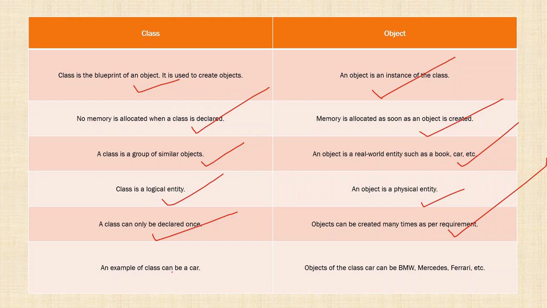An example of a class can be a car. So car can be a class, but objects of the class can be BMW, Mercedes, and Ferrari. Like this, we can differentiate class and object.